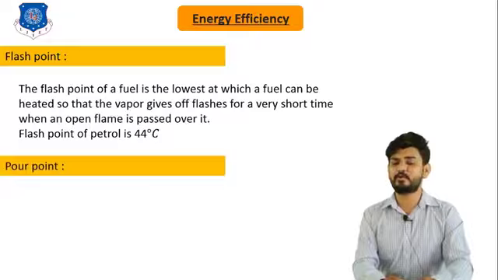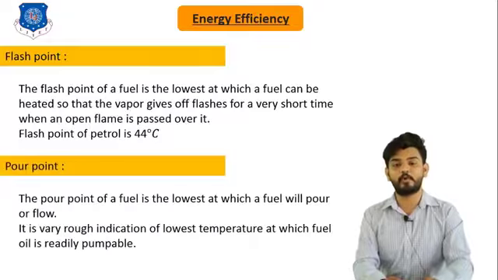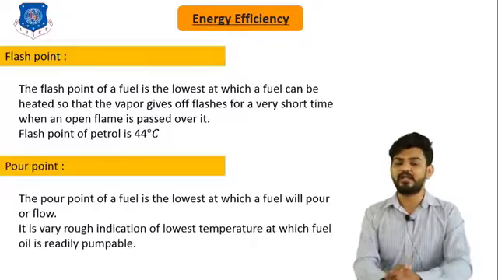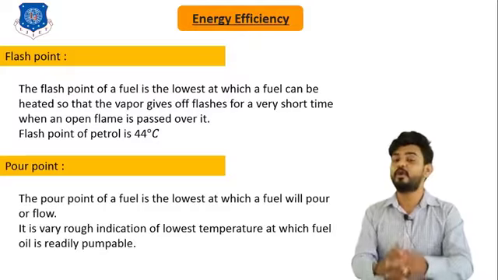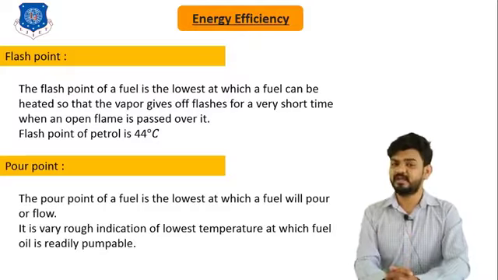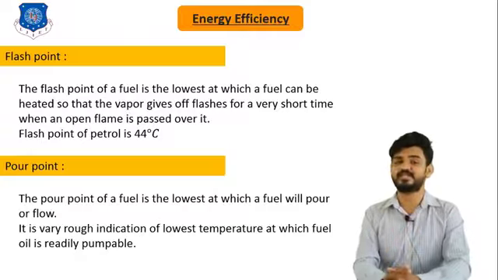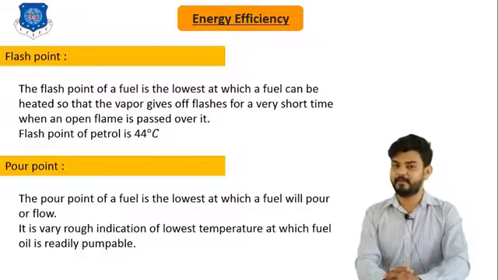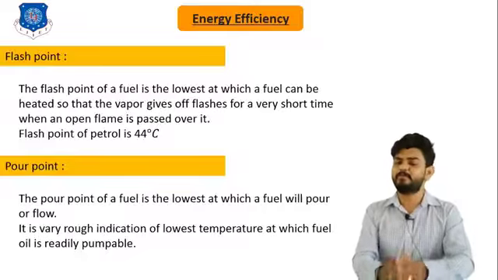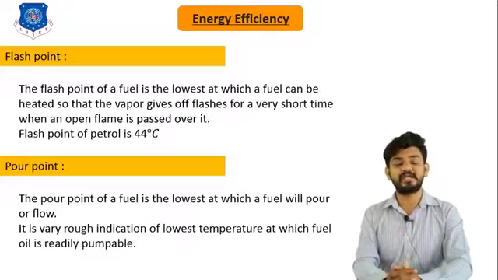Now the next property of fuel is the pour point. The pour point of a fuel is the lowest temperature at which the fuel will pour or flow. It is a very rough indication of the lowest temperature at which fuel or oil is readily pumpable. So this pour point also indicates the viscosity of the fuel.